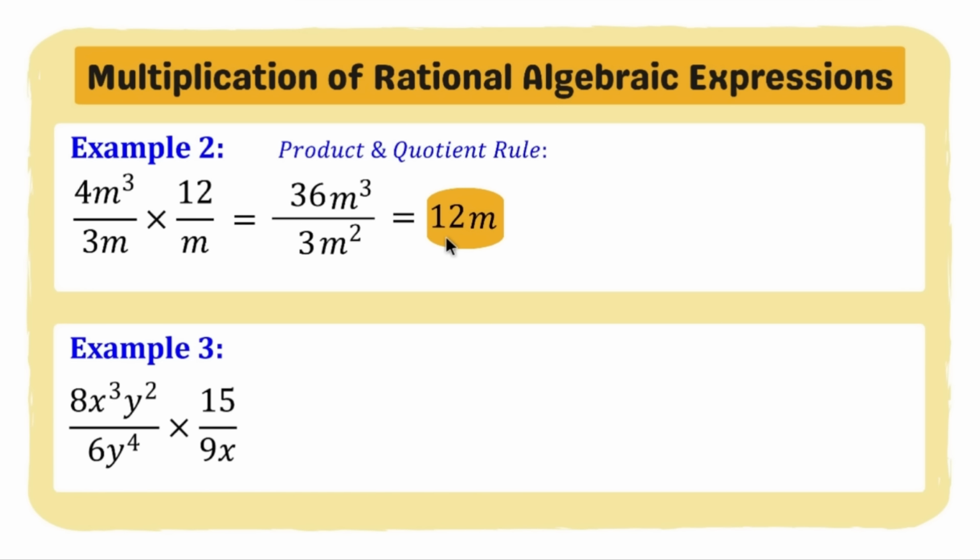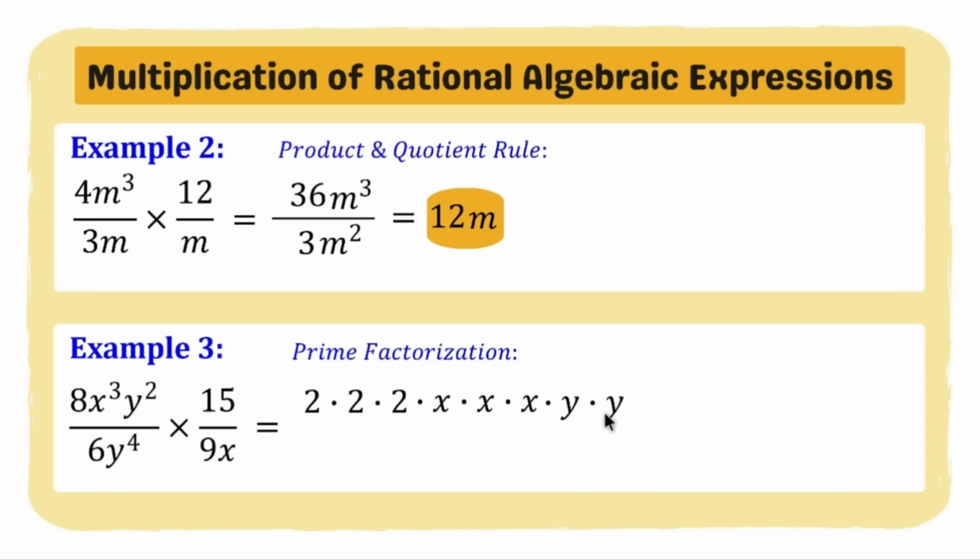Okay, let's have example number 3. We have here 8x cubed y squared over 6y raised to 4 times 15 over 9x. Okay? So again, we can use the prime factorization kung ayaw nating i-multiply ito kasi medyo malaki yung number. We can just break it down into its factors. So ano yung mga factors ng 8? We have 2 times 2 times 2. And then ano yung factors ng x cubed? We have x times x times x. Factors ng y squared, we have y times y.